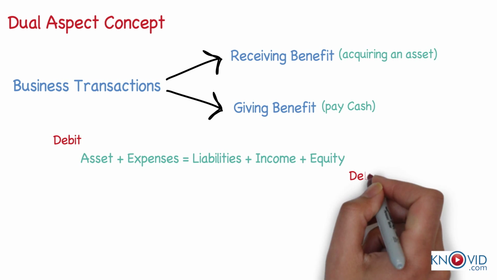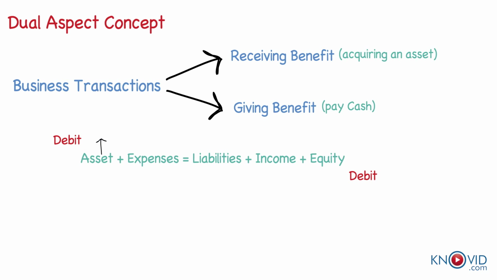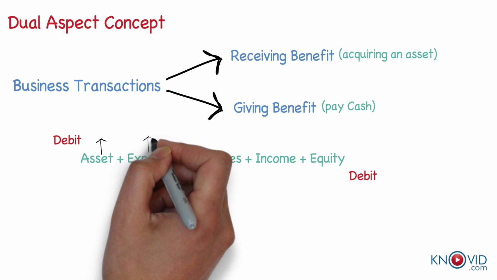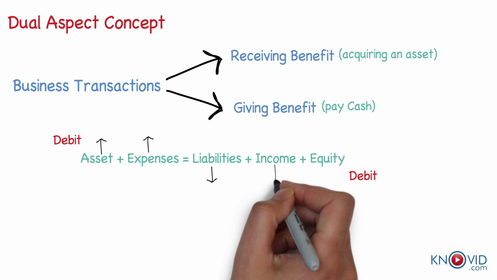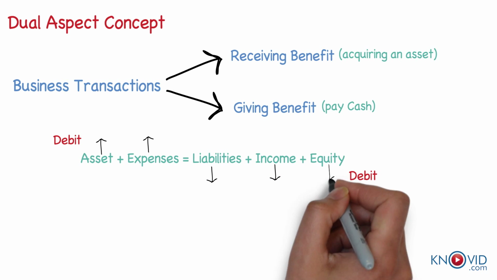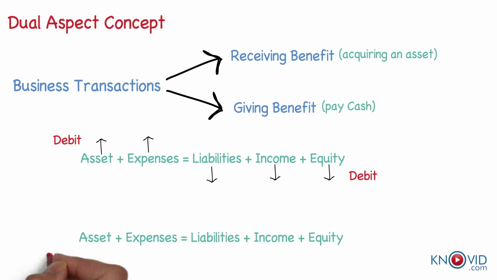We debit an account when there is an increase in asset and increase in expenses, or when there is a decrease in liabilities or decrease in income or decrease in equity. We do just the opposite for credit. That is, we credit an account when there is a decrease in asset and decrease in expenses, or increase in liabilities, or increase in income, or increase in equity.